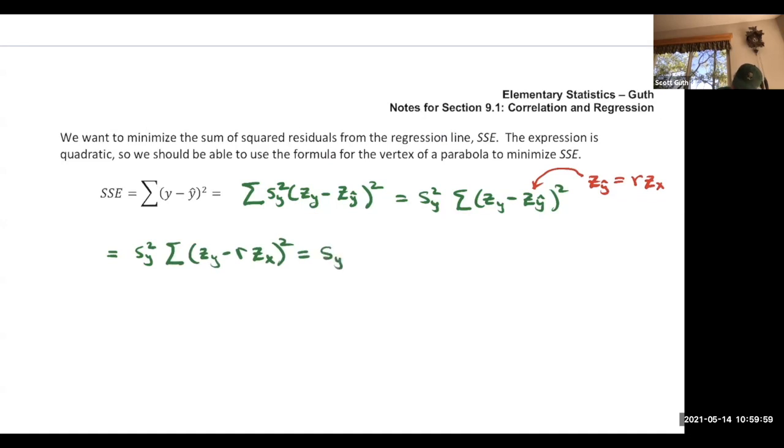So I'm going to have sy squared times the sum of, this is the first, outer, inner, last, the FOIL method for squaring. So you square the first and you'll get a zy squared. The outer and the inner are going to be the same, so there'll be 2 of them, and it's going to have an r. You'll have the z-score of y times the z-score of x. And then I square the last, which is the r zx. It's negative, but when you square it, it will become positive. So you get r squared times zx squared. Okay, so that's just using the FOIL method to square a binomial.